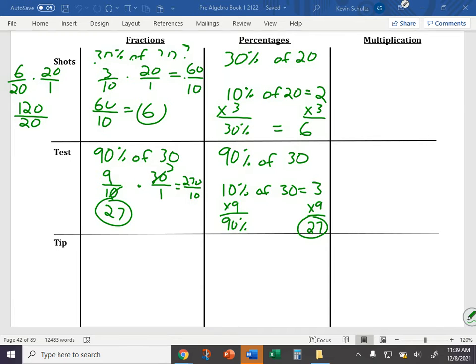Okay. So what if we're dealing with a not quite as friendly percentage? What's left? 15% of 40. Using the fraction method, we're going to have to write that 15% as a fraction. We can start with 15 hundredths, but what does that reduce to? What is 15 hundredths in simplest form?